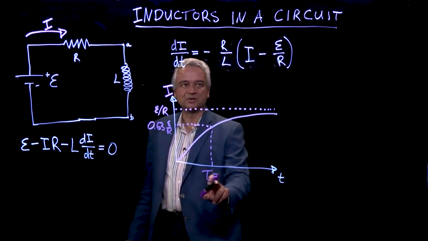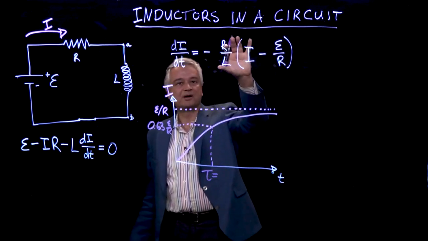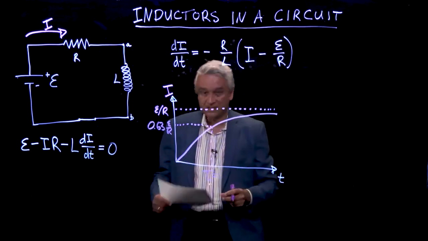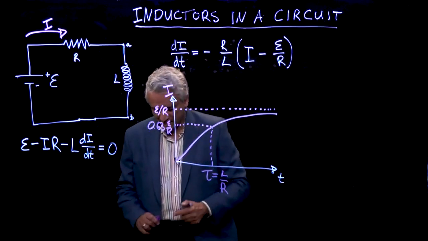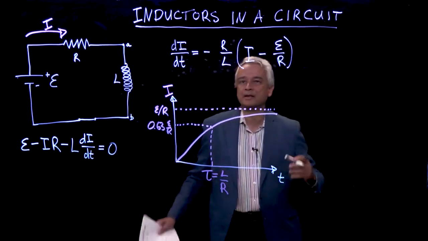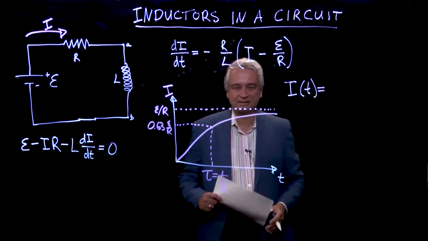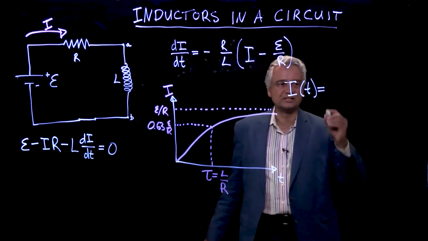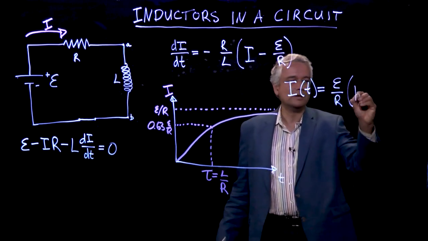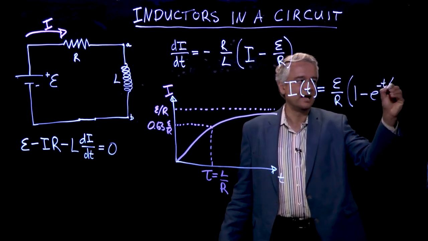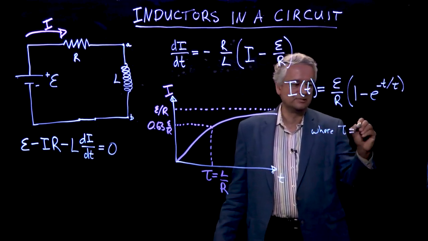where did tau come from in the circuit before? It came from this constant out front. It was RC before, and the constant out front was 1 over RC. So this time, this tau is going to be L over R. So let's now write the solution as an equation. So the solution to this differential equation, applying the same math as before, is I of t equals epsilon over R times 1 minus e to the minus t over tau, where tau is equal to L over R.